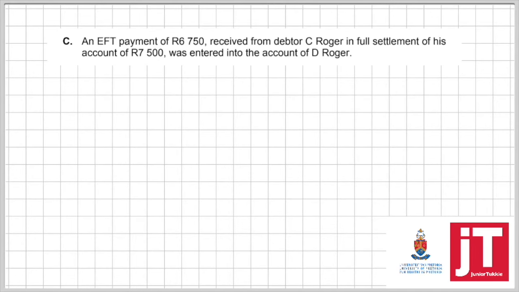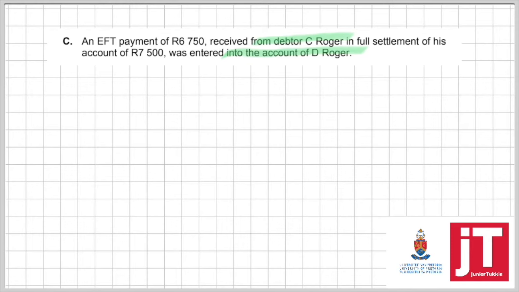Transaction number C. An EFT payment of 6,750 received from debtor C. Roger in full settlement of his account of 7,500 was entered into the account of D. Roger. So we've incorrectly posted it to the individual's account. So how do we correct this?